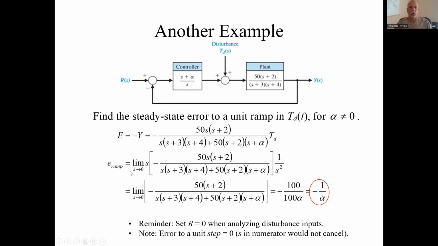And the final value theorem says multiply all that mess, this whole transfer function times the t sub d, which is 1 over s squared, multiply all that by s and take the limit of that whole thing as s goes to 0. So you'll have an s here and s there. They both cancel this s squared. That's good. And the rest of it, you just plug in zeros through the rest, and the arithmetic says it's this, minus 1 over alpha. That's the general method.